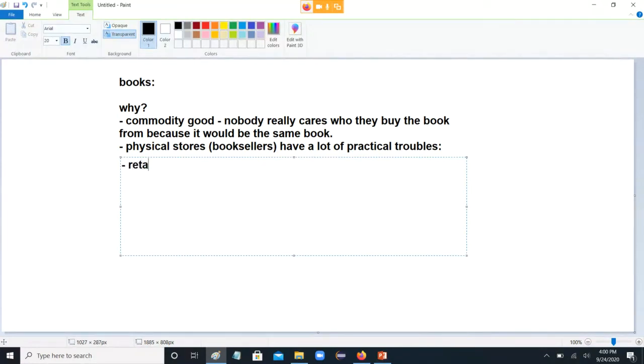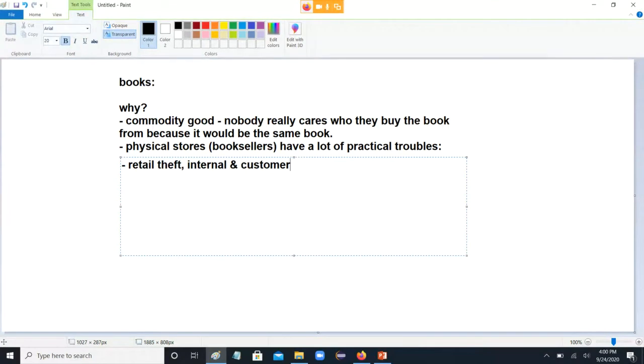Okay, number one, retail theft, internal and customer. So people go into bookstores and they steal stuff. Okay. In practice, that's not really going to be a problem for an online seller. First of all, because initially the system was small enough that he could basically manage it himself. He wasn't going to steal from himself.